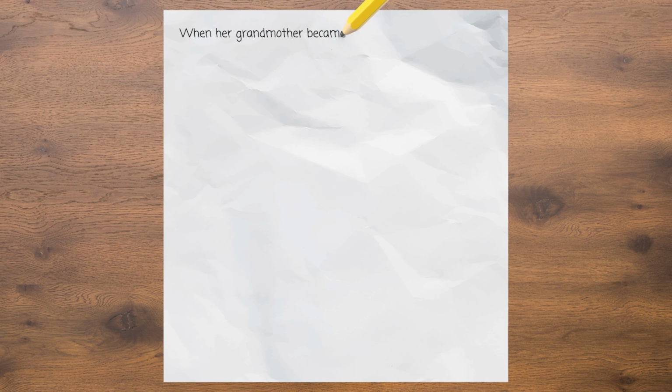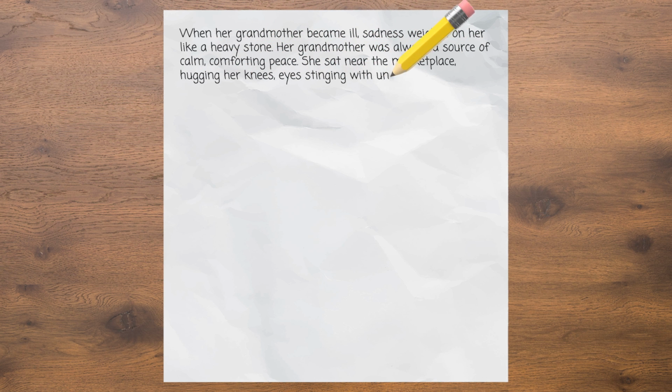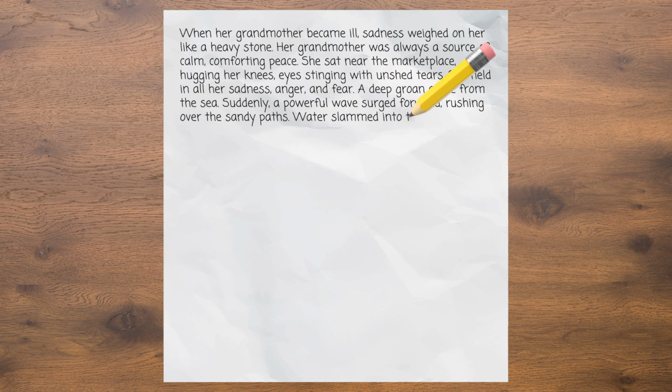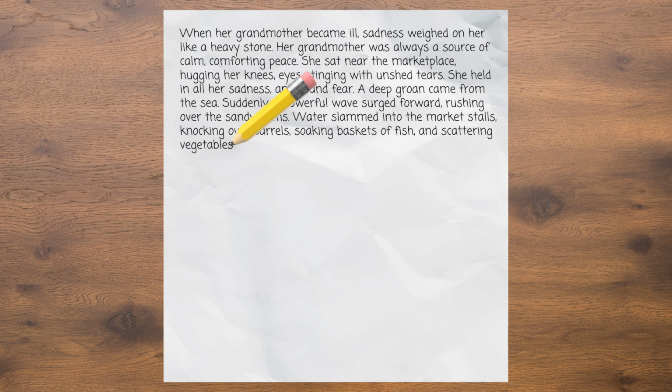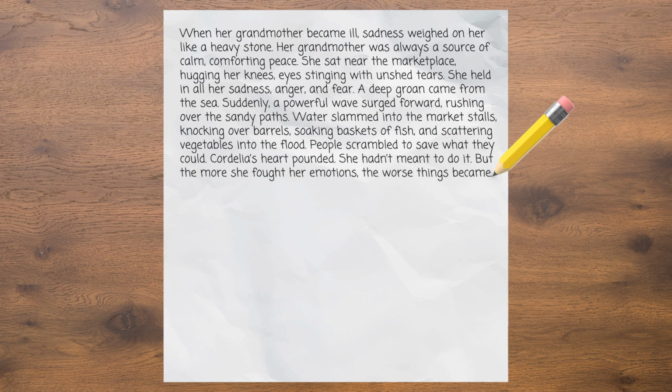When her grandmother became ill, sadness weighed on her like a heavy stone. Her grandmother was always a source of calm, comforting peace. She sat near the marketplace, hugging her knees, eyes stinging with unshed tears. She held in all her sadness, anger, and fear. A deep groan came from the sea. Suddenly, a powerful wave surged forward, rushing over the sandy paths. Water slammed into the market stalls, knocking over barrels, soaking baskets of fish, and scattering vegetables into the flood. People scrambled to save what they could. Cordelia's heart pounded. She hadn't meant to do it, but the more she fought her emotions, the worse things became.